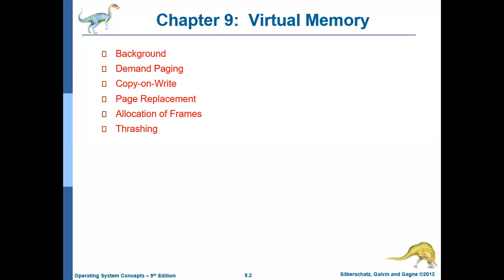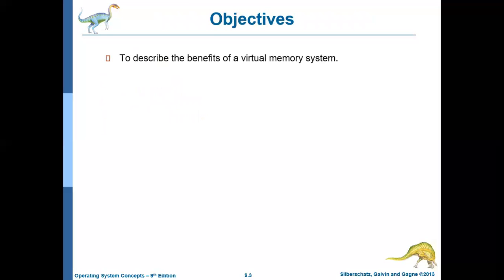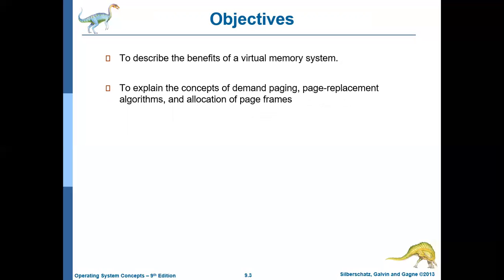So these are the topics we'll be discussing. The objective of this chapter is to explain what a virtual memory management system is, what the benefits are, and why we should use it. Then we'll be discussing concepts like demand paging, page replacement algorithms, allocation of page frames and thrashing. Okay. So let us move into the chapter.